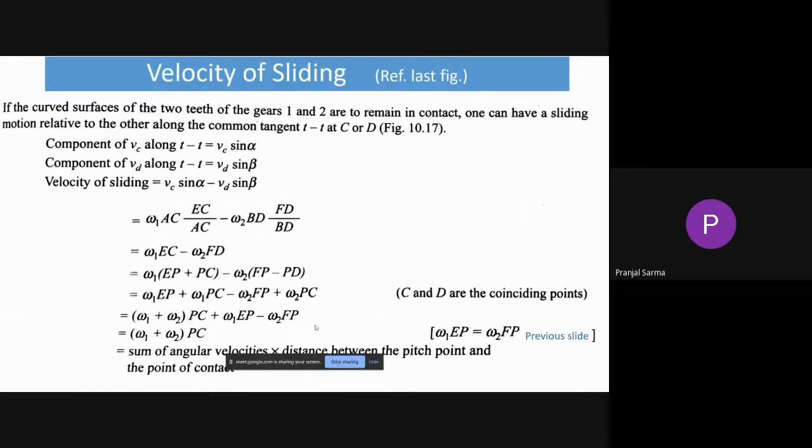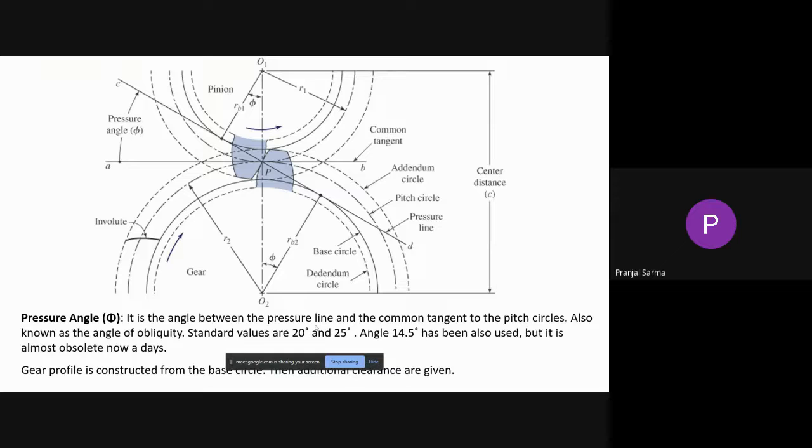Those things we have discussed, and later on we saw what we understand by velocity of sliding, and along which direction it is there. We saw that along the common tangent there is a sliding velocity, which is given by the sum of the angular velocities, that is omega 1 plus omega 2, multiplied by the distance between the pitch point and the point of contact. So it was like v equal to r omega, that kind of thing. We understood that there may be a sliding velocity along the common tangent direction, but we don't want any relative velocity along the common normal direction.